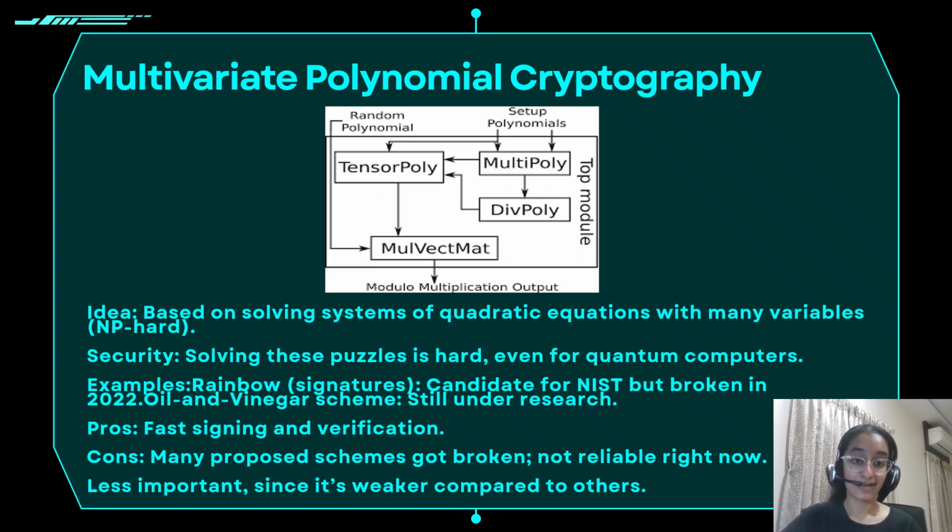And the advantages: it's very fast, signing and verifying signatures can be done very quickly. It is also very lightweight. It could work well on smaller devices if secure versions are found. And the disadvantages, the cons: unstable security. Many schemes that looked strong were later broken. Not reliable also. This makes people less confident in using it compared to lattice based or hash based cryptography. And why it is less important: because of repeated failures like Rainbow being broken, the cryptographic community does not trust this family as much anymore. So NIST focused instead on lattice based and hash based cryptography.